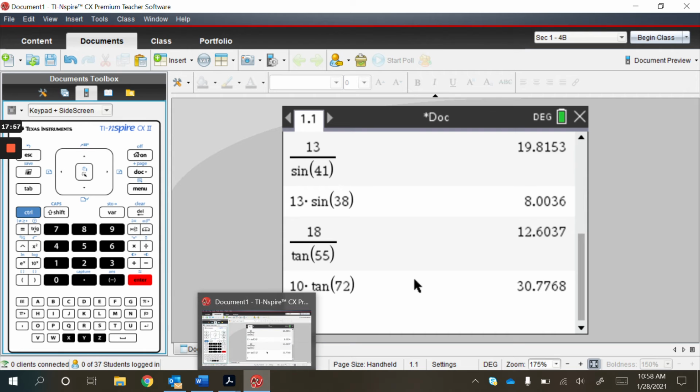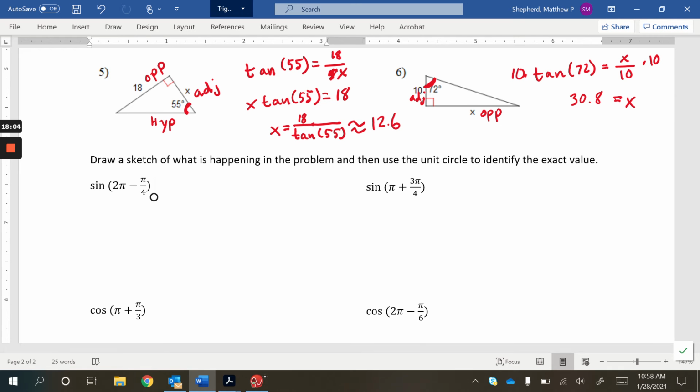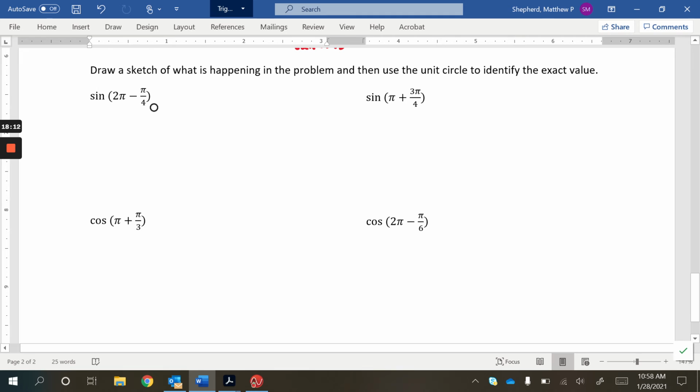So 30.8. All right, so that's the length of that side. Okay, for the remainder of this, we're going to go back a bit to the unit circle, and the ideas around there.